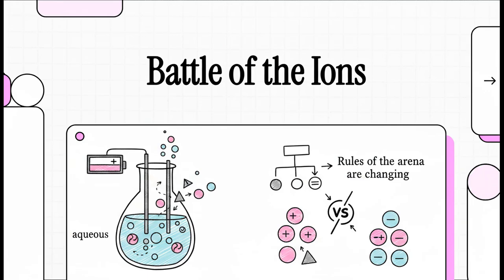Today, we're cracking the code on what I think is one of the most fascinating chemical competitions out there. Now, we've previously looked at how passing an electric current through a molten compound splits it into its basic elements, right? That's standard electrolysis. But today we're turning up the complexity. We're looking at what I like to call the battle of the ions, aqueous electrolysis. So get ready, because the rules of the arena are about to change entirely.